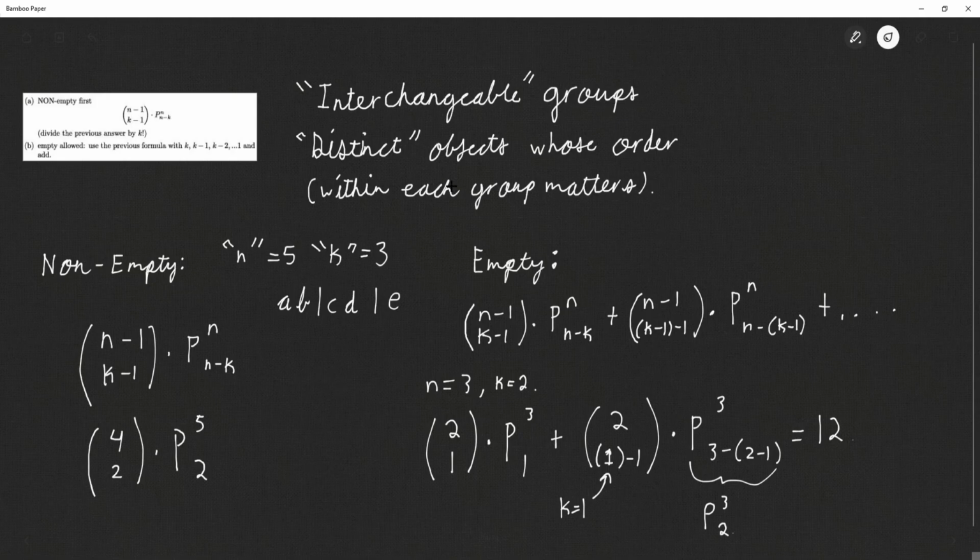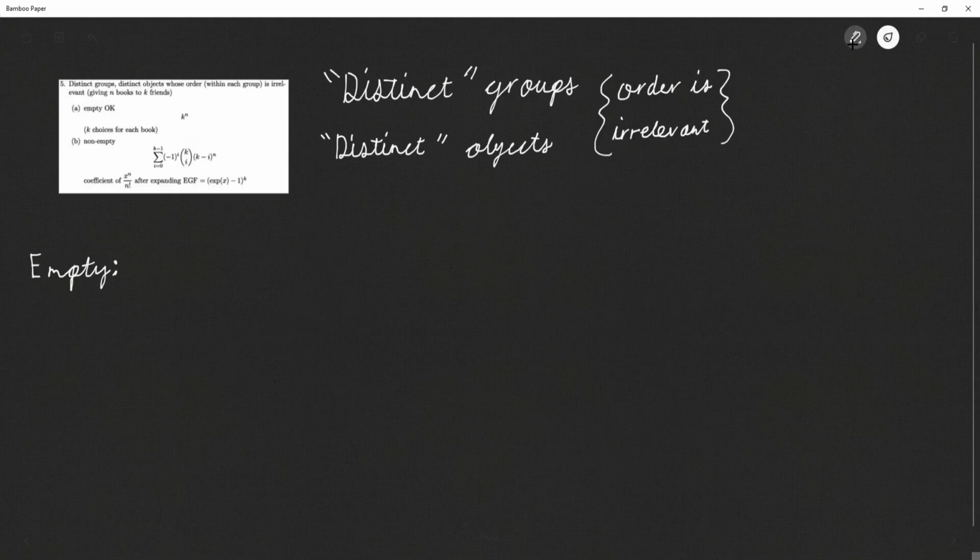Now we have distinct groups with distinct objects where the order is irrelevant. So the example for this one is giving n books to k friends. So the way this works is if we have books, again, 1, 2, 3, 4, and 5, and I gave books 1 and 2 to friend 1, this would be the same as giving friend 1 books 2 and 1, because they're still getting the same 2 books. It doesn't matter the order of which I give them the books.